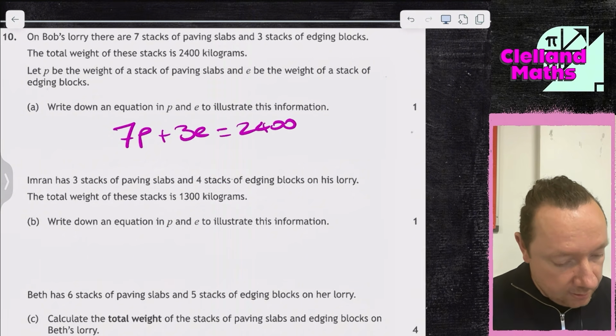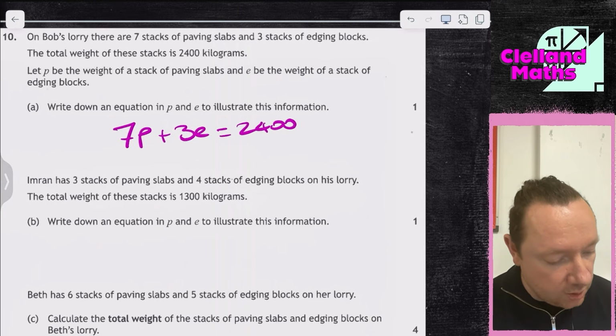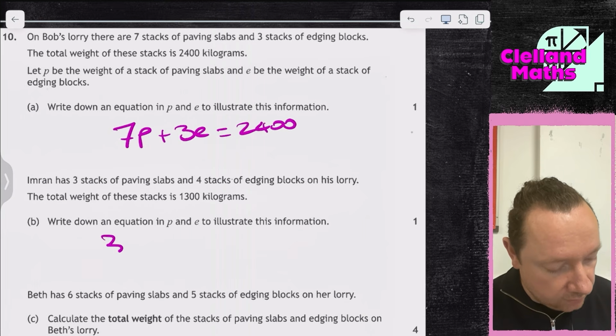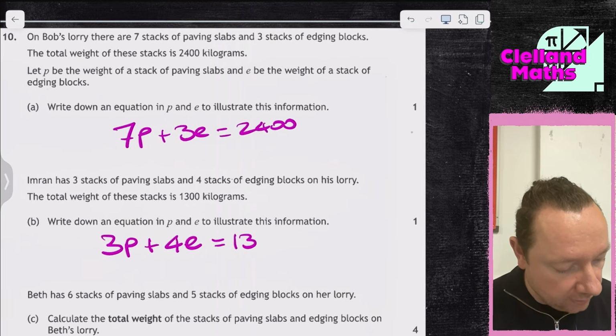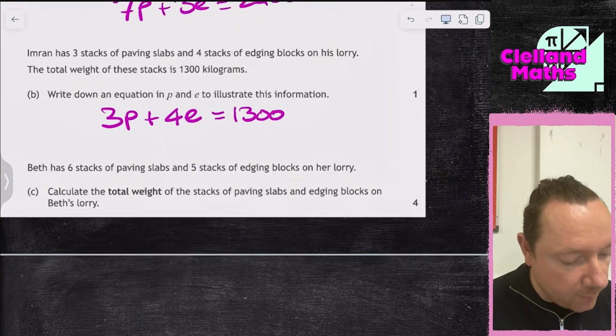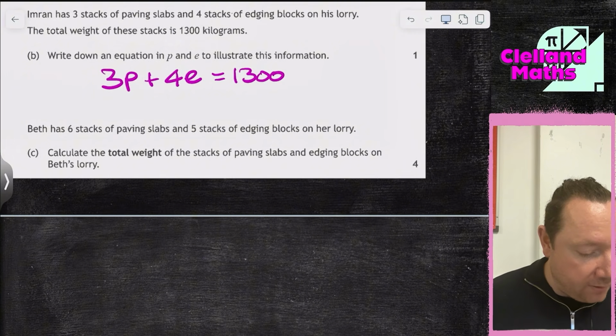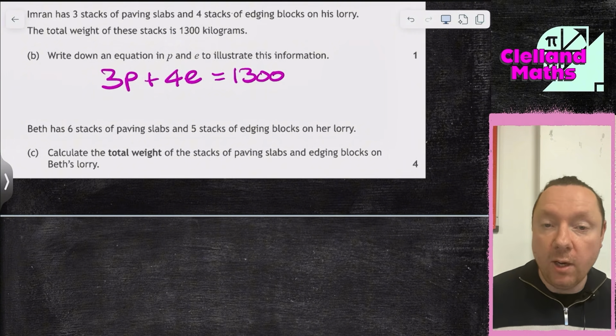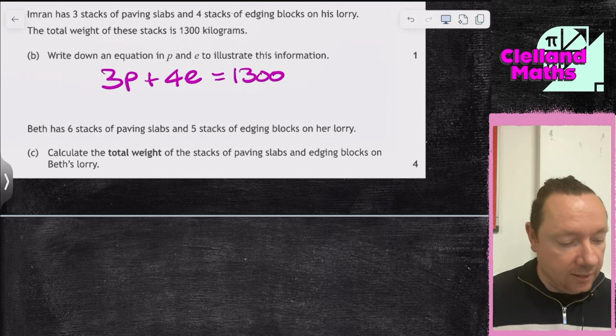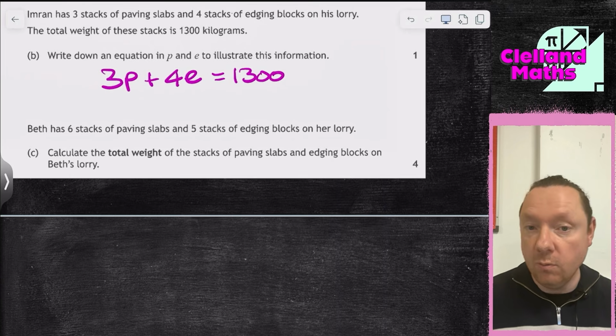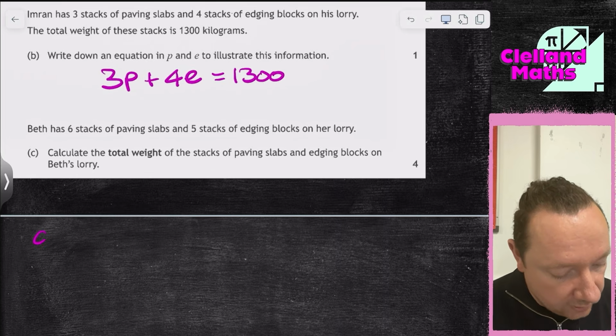Part B. Imran has 3 stacks of paving slabs and 4 of edging blocks. The weight is 1,300. 3 paving, 4 edging equals 1,300. That'll be different for part C. Beth has 6 stacks of paving and 5 stacks of edging. What's the total weight of her stacks? Well, if I work out the total weight of a P and an E, I can just sub into whatever her equation would be. So that's my goal for part C.